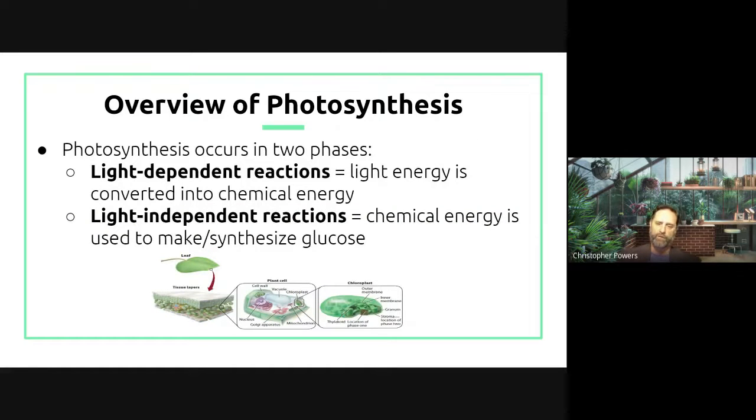Photosynthesis occurs in 2 phases, as we talked about before. We have the light-dependent reactions, where light energy is converted into chemical energy by photons. Now, in the light-independent reactions, chemical energy is used to synthesize glucose. So that means light independent does not use light. It's independent of light. It's a dark reaction. It's the Calvin cycle. Light dependent needs light to react.